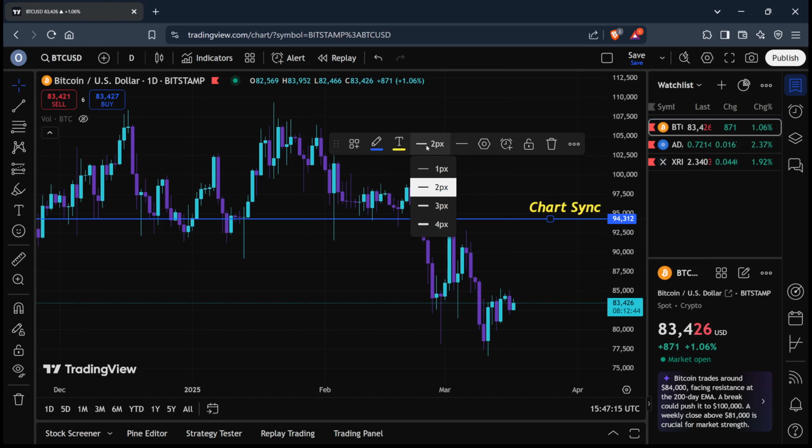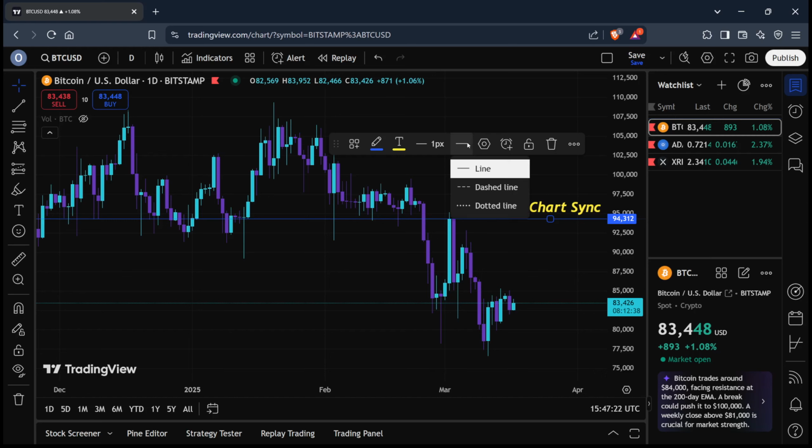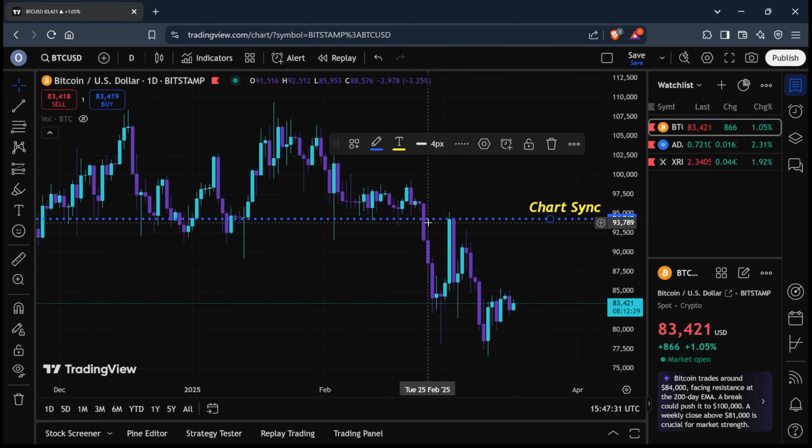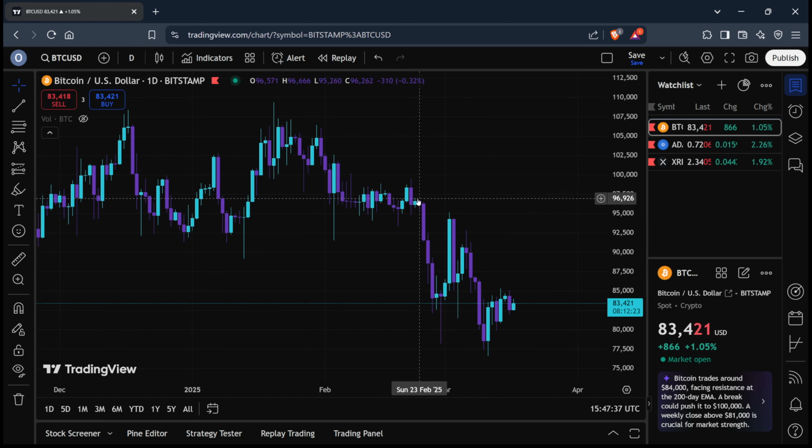And this pixel size adjusts the size of the line. So if you want to make it thicker, or if you want to make it thinner, you put it on 1 pixel. You can actually change the style of a line. So if you want it dashed, a bunch of dashes, or if you want a dotted line, and if that's too small as a dotted line but you want it bigger, you want it something like that. So there's a lot you could do here. And then of course, this deletes it.